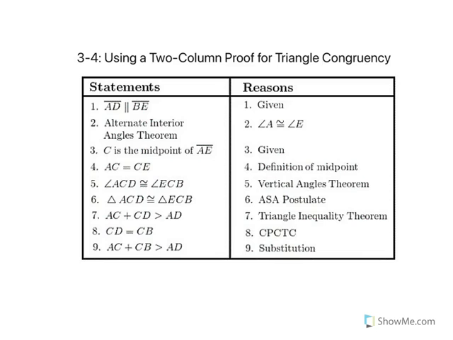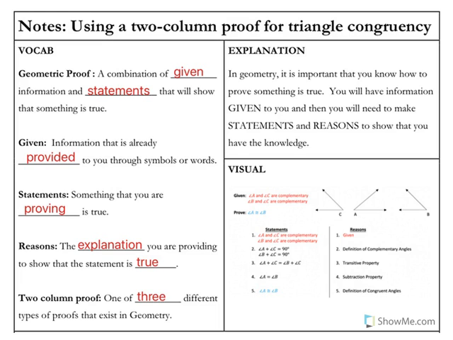Basically, it's sort of like you are using the information that's given to you, but you are actually explaining why you know something instead of just saying it's true. So let's look at what that means. Some vocabulary. A geometric proof is a combination of given information and statements that will show that something is true. So you are given something, and then you have to state something to prove that an actual fact is true, okay? So given is the information that is already provided to you through symbols or words.